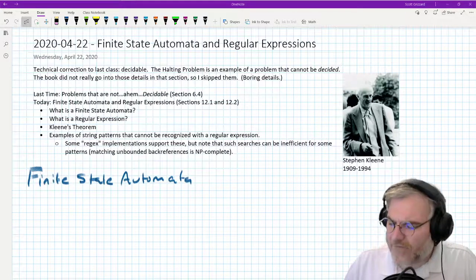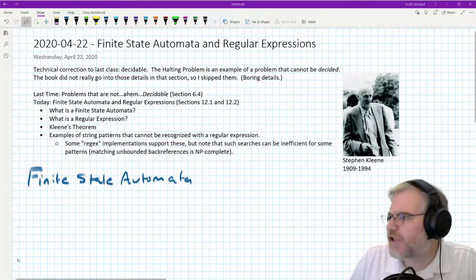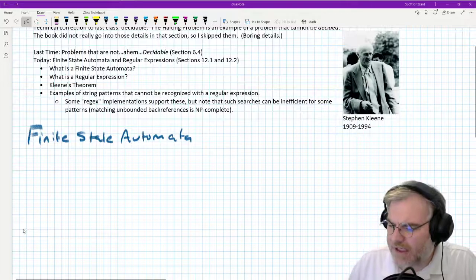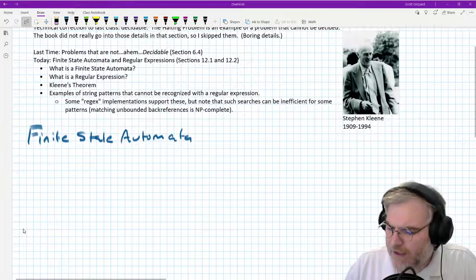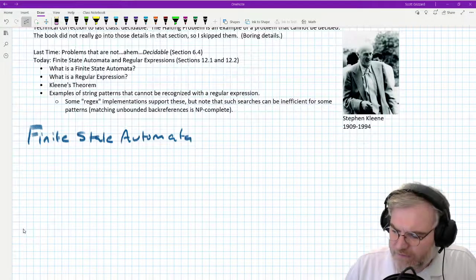So the idea behind a finite state automata is I have a machine that's rather limited, and it follows a couple rules. It has states, and it has transitions. And then it has an input.